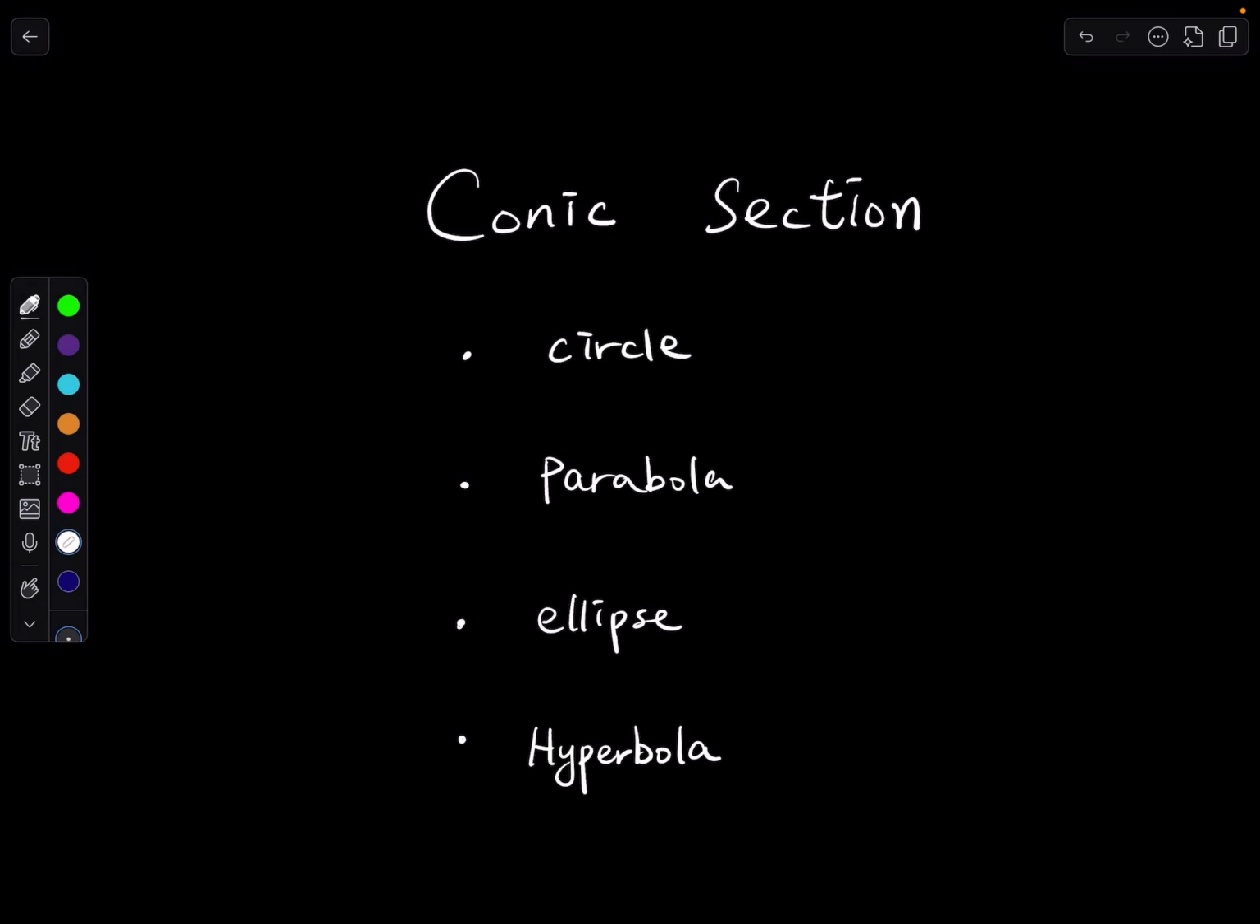We're going to talk about conic sections today. There are 4 of them: circle, parabola, ellipse, and hyperbola.